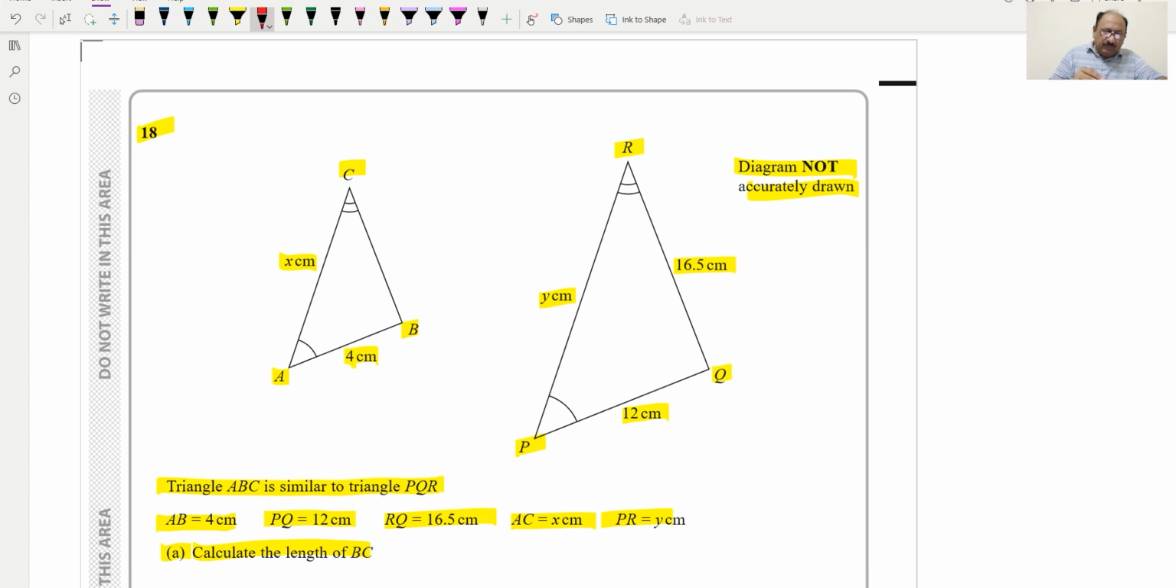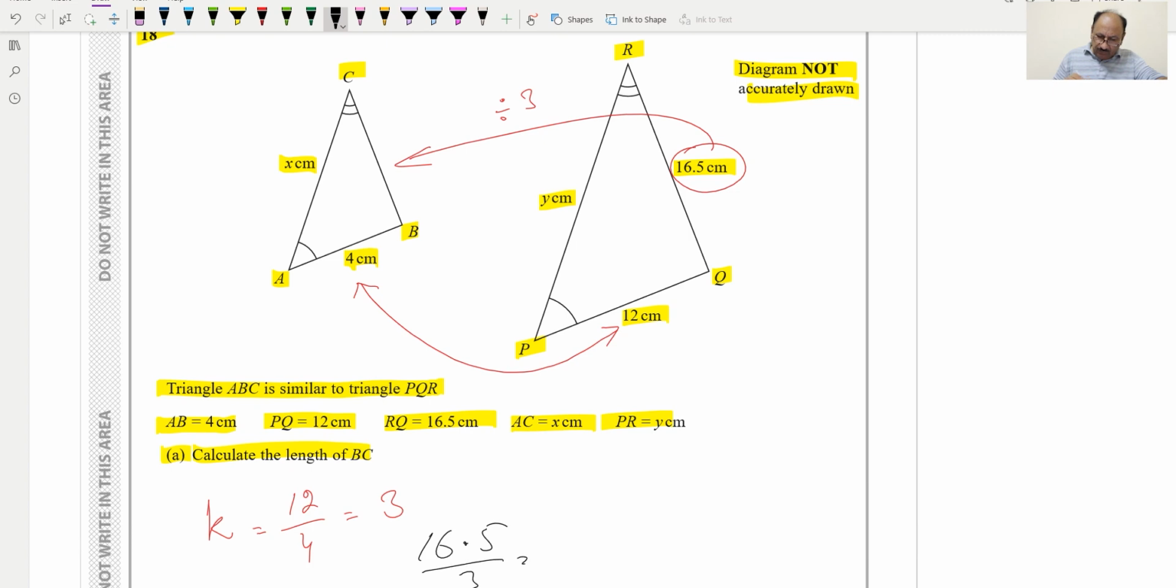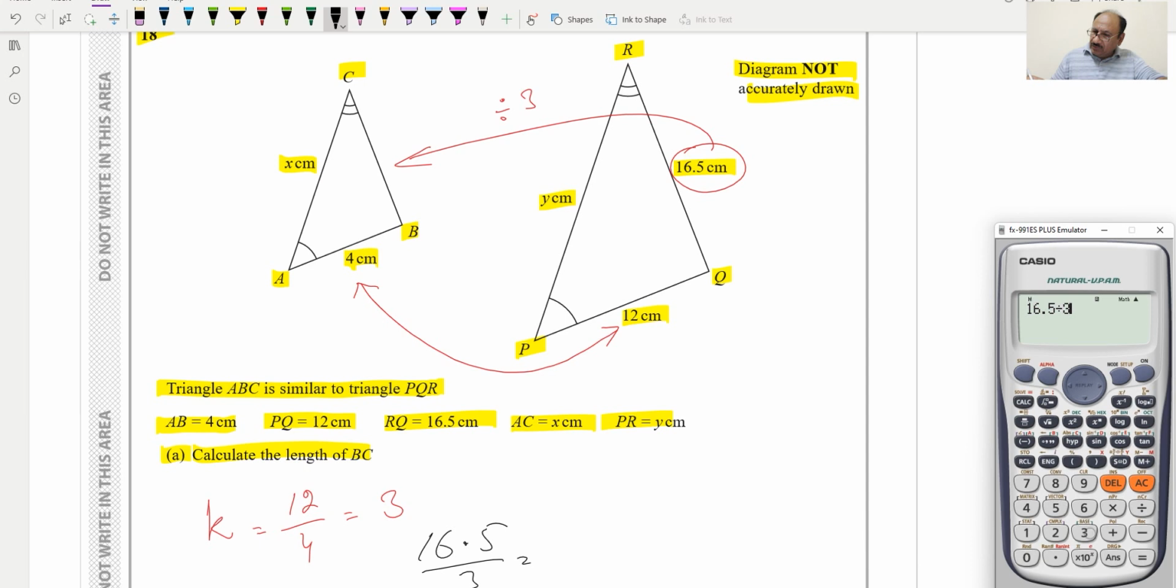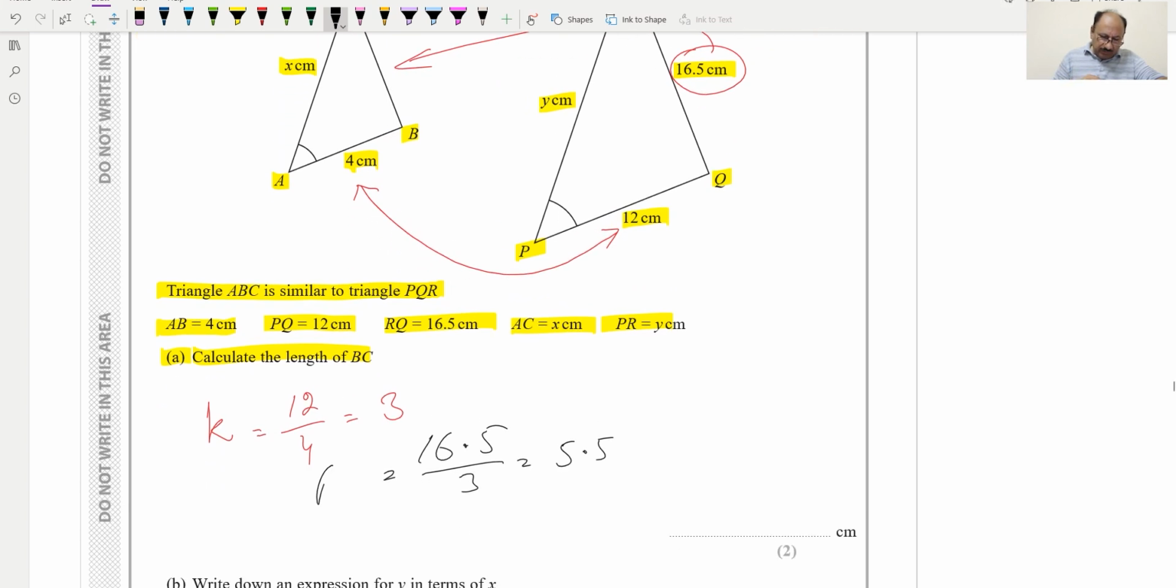BC length is this one, which we can find by checking the ratio from these two given sides. We can divide 12 by 4, so 12 divided by 4 will be equal to 3. So this will be our conversion factor. So we can divide 16.5 by 3 to get the answer. 16.5 over 3 will be equal to 5.5. So 5.5, and this will be BC, and we can write here BC. So this will be 5.5 centimeter, and this is for 2 marks.